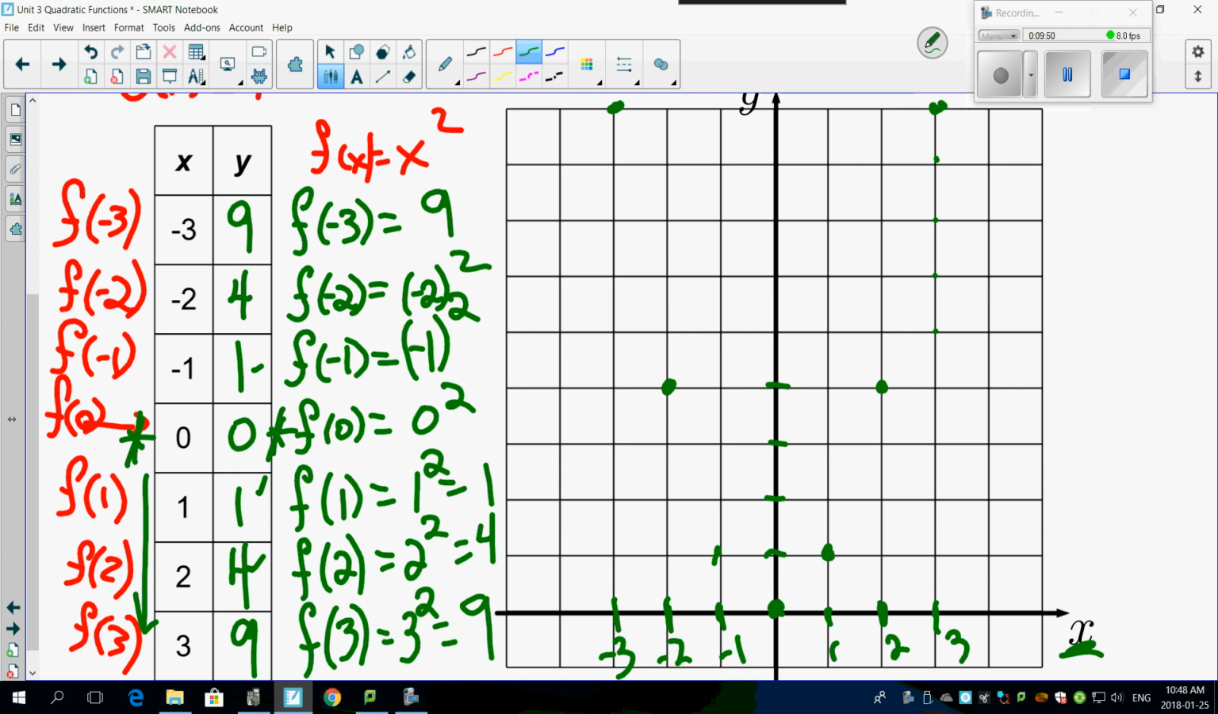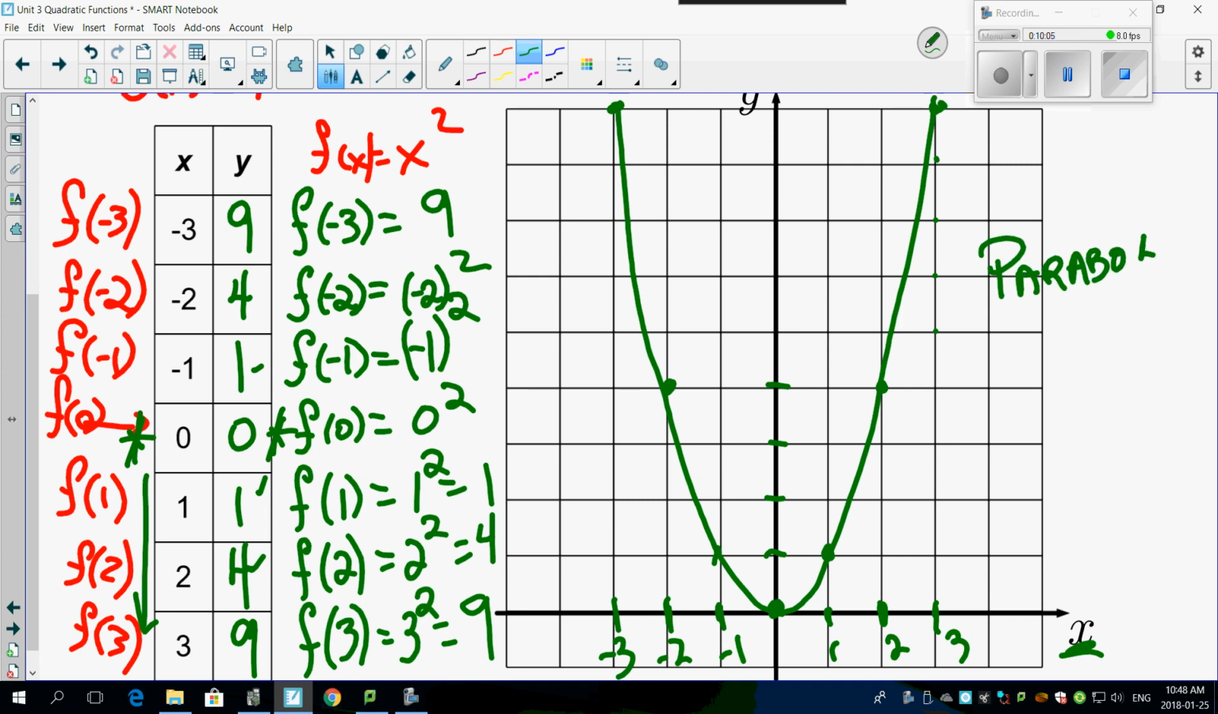Let's draw this diagram out. Here we go. It comes down like this, goes through there, comes up like that, and oh my goodness, what a pretty diagram. This is called a parabola. That's called a parabola, and it's nice and curved, and it's a beautiful U-shaped looking diagram.